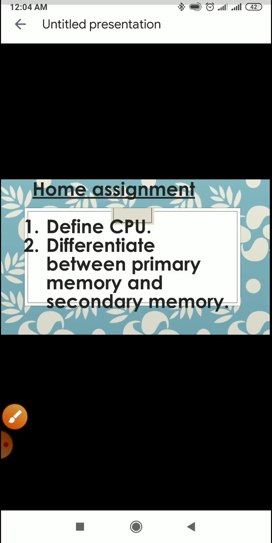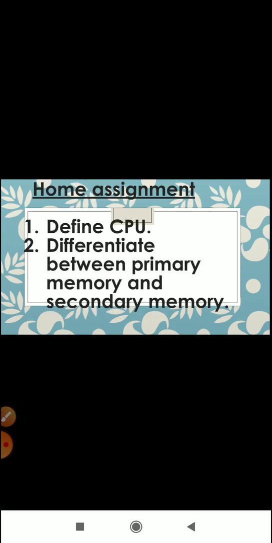I hope, children, you are clear till this topic. We have covered the input devices and the processing unit. We will continue with the secondary storage devices in the next class. Till then, complete this home assignment. There are 2 questions in the home assignment. First one, define CPU. Second, differentiate between primary memory and secondary memory. Please complete this home assignment.